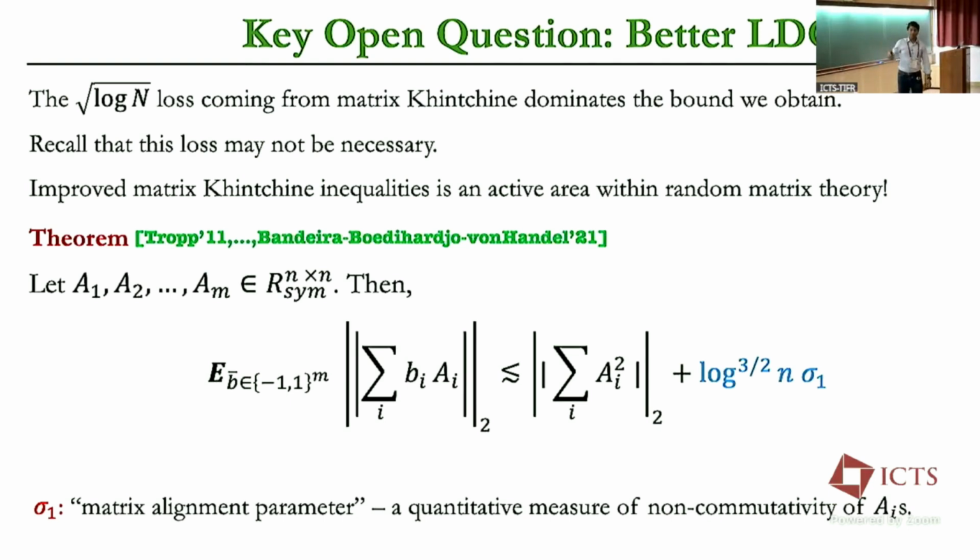What these inequalities are trying to get at is they want to quantify how non-commutative your AIs are. And if they are sufficiently non-commutative, they want to say that actually you can beat the root log n in the Khinchin inequality. So the sigma 1, you should think of it as some measure of how commuting the matrices are, how aligned their eigenbases are. That's what it is, okay? I won't tell you what they are beyond this.